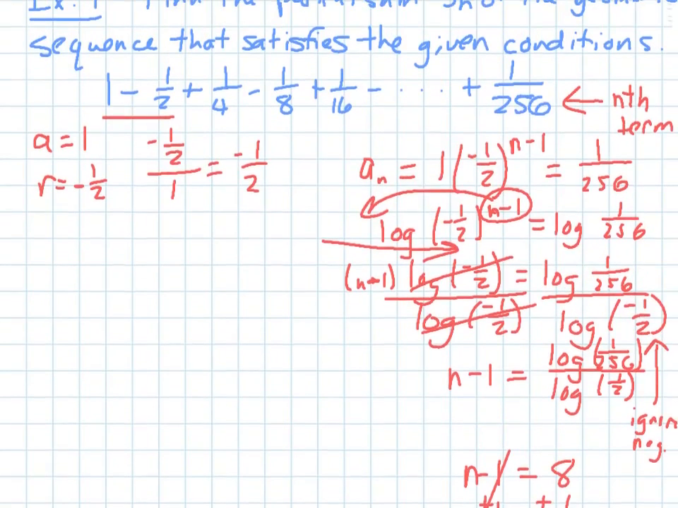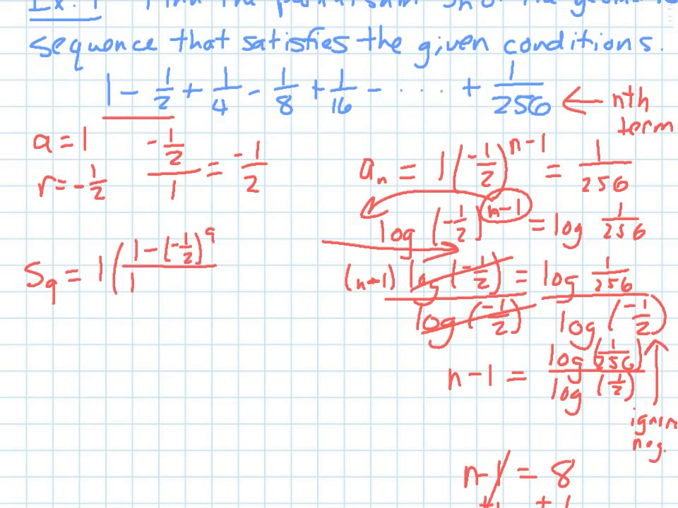So then when I go back, I'm still going to use the ratio of negative 1/2 when I do this. So for my partial sum for the 9th term, I do my a value, so it would be 1 times 1 minus negative 1/2 to the 9th power over 1 minus negative 1/2. Okay, and so now I want to simplify. I don't need the 1 in front. And then negative 1/2 to the 9th power is going to be negative 1 over 512, because 9 is odd, so it keeps the negative.